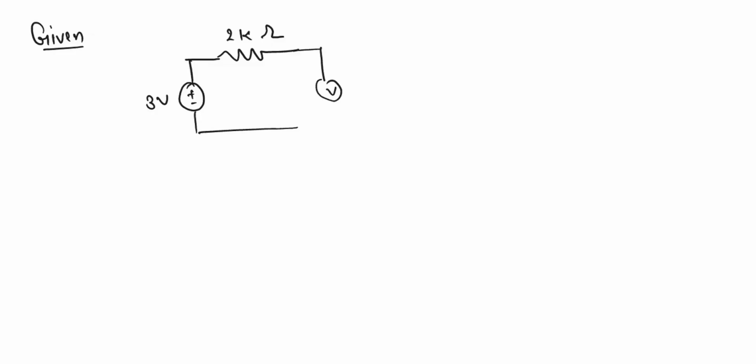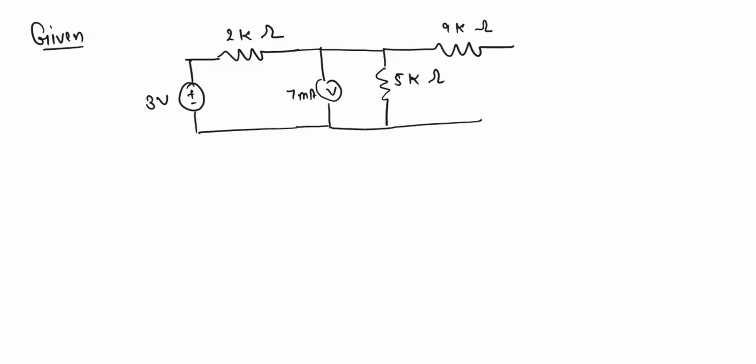Here in this question, first we can write down the given data. A resistance is given, that is our 2 kilo ohm. Then it is connected with a voltage source, that is our 3 volt. Then it is connected with a current source, that is I, which is our 7 mA. Then it is connected with a resistance of 5 kilo ohm. Then it is connected with a resistance of 9 kilo ohm, and then this is our output.